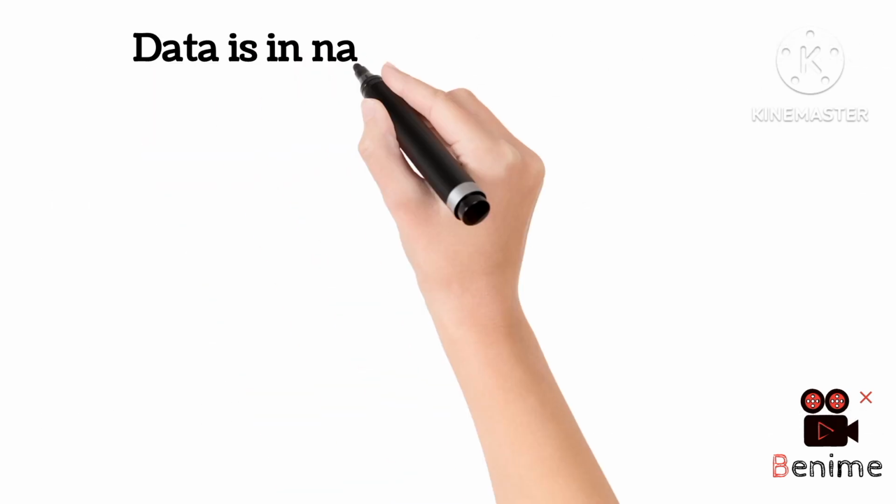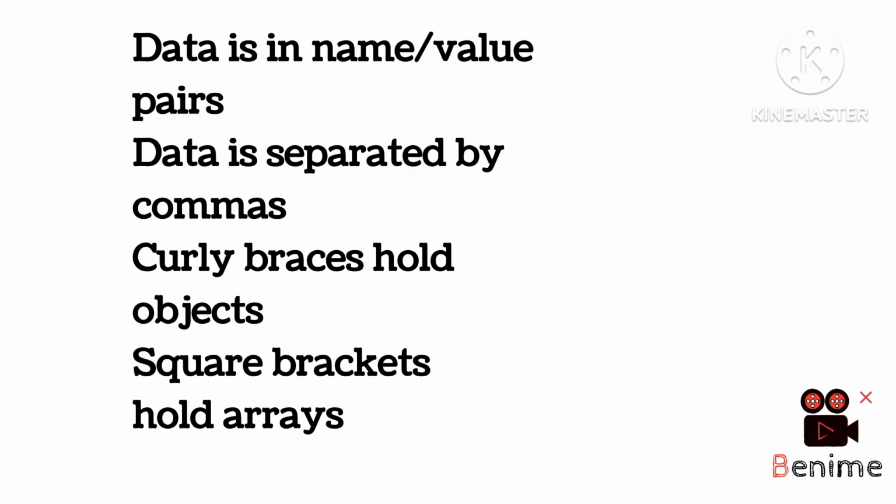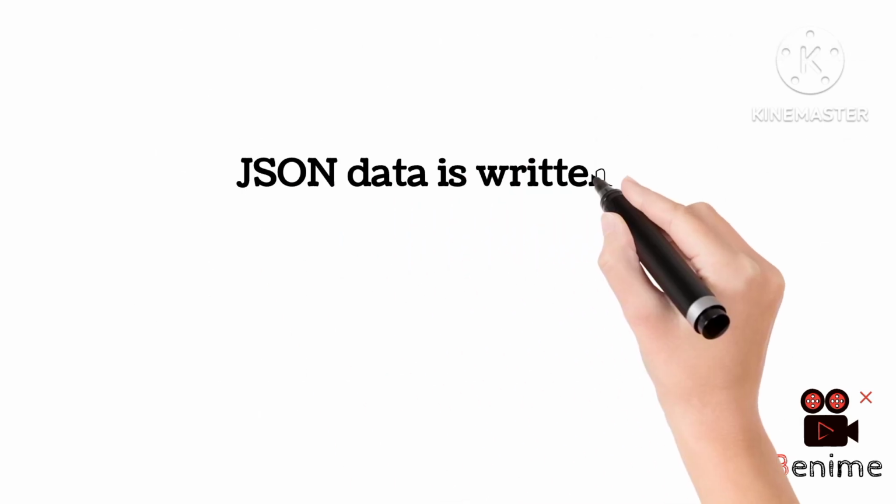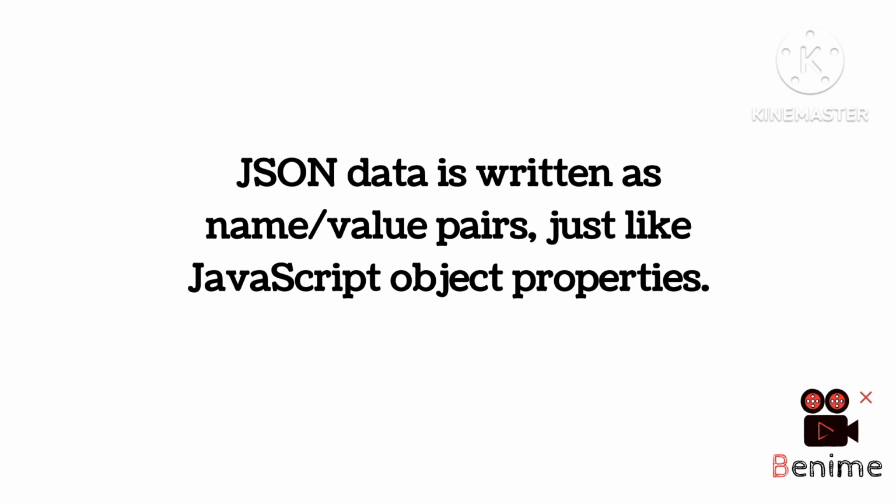In JSON, data is in name/value pairs. Data is separated by commas, curly braces hold objects, and square brackets hold arrays. JSON data is written as name/value pairs, just like JavaScript object properties.